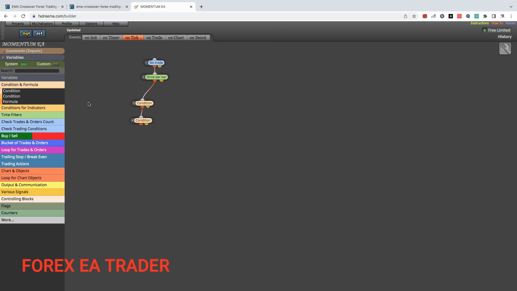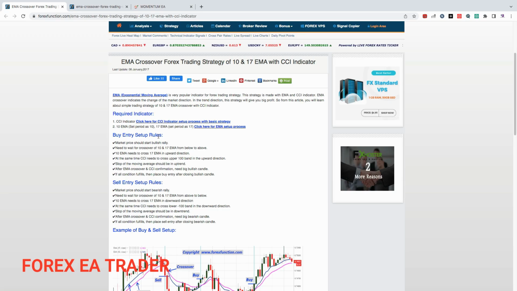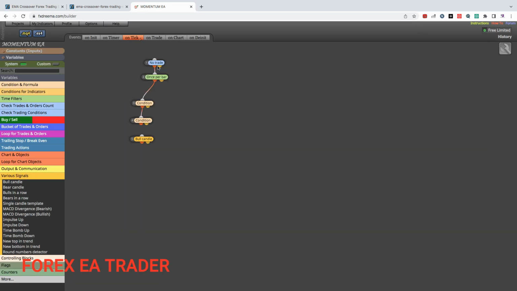Then for the other condition, it said we need a bullish candle, a massive bullish candle. That's what they said here, that we need a big bullish candle. So we have a bullish candle there. Now you're going to decide for yourself what's a big bullish candle. Is it 5 pips?